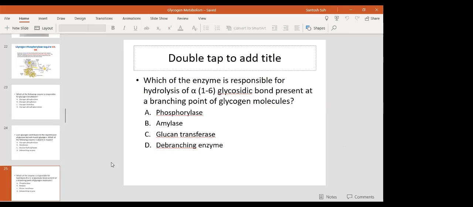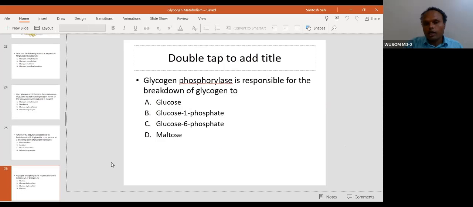So you know this. Now, glycogen phosphorylase is responsible for breakdown of glycogen too. So glucose 6-phosphate is not produced. Glucose 1-phosphate is produced, and glucose 1-phosphate will convert into glucose 6-phosphate by the mutase enzyme, phosphoglucomutase.